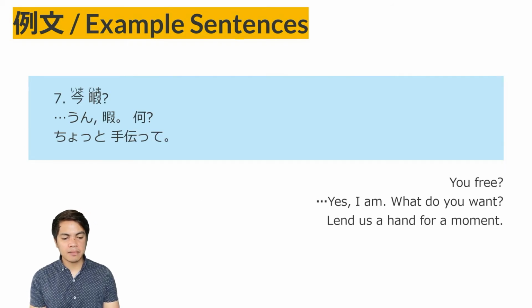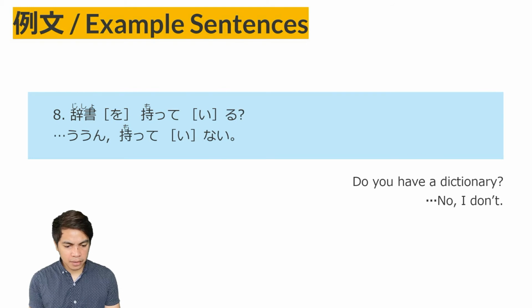And example number 7. Ima, hima? Hima. Nani? Chotto tetsudatte. So from the sentences, ima hima desu ka? Hima desu ka? So just remove desu ka and replace with question mark. Ima, hima? He answered, hima. Nani? Or the yes. Hai, hima desu. Nan desu ka? Nani? Chotto tetsudatte kudasai. So for the plain style or being casual, you can remove kudasai. Chotto tetsudatte. And number 8, example sentence.